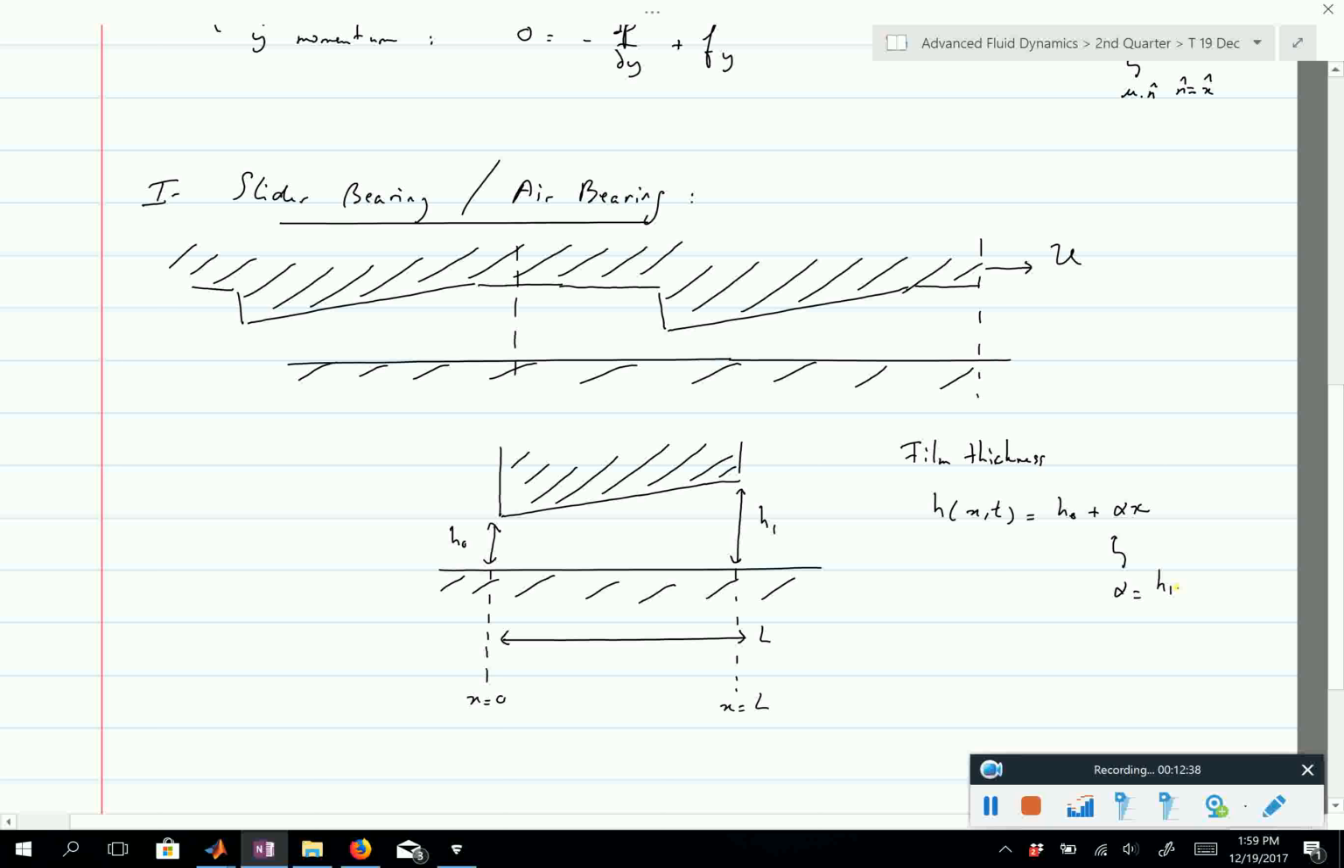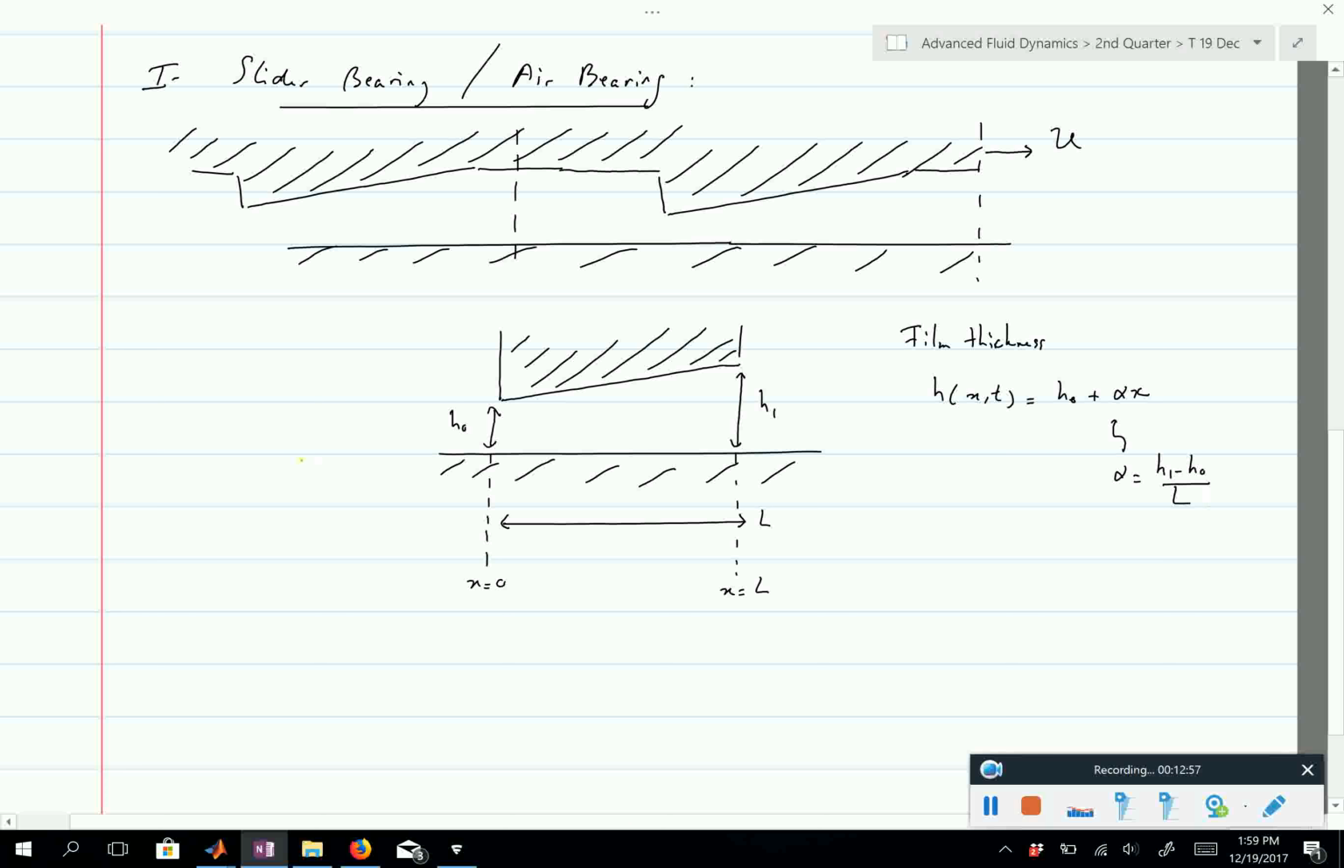Alpha is h1 minus h0 divided by L. Right, so alpha characterizes the slope of this pattern. Is that clear? Okay. So this is what we have. Now, as usual, we'll assume that we have a fluid of viscosity mu. What is our fluid here? Air. Right? It's clear. There's no oil. There's nothing. Our fluid here is air.